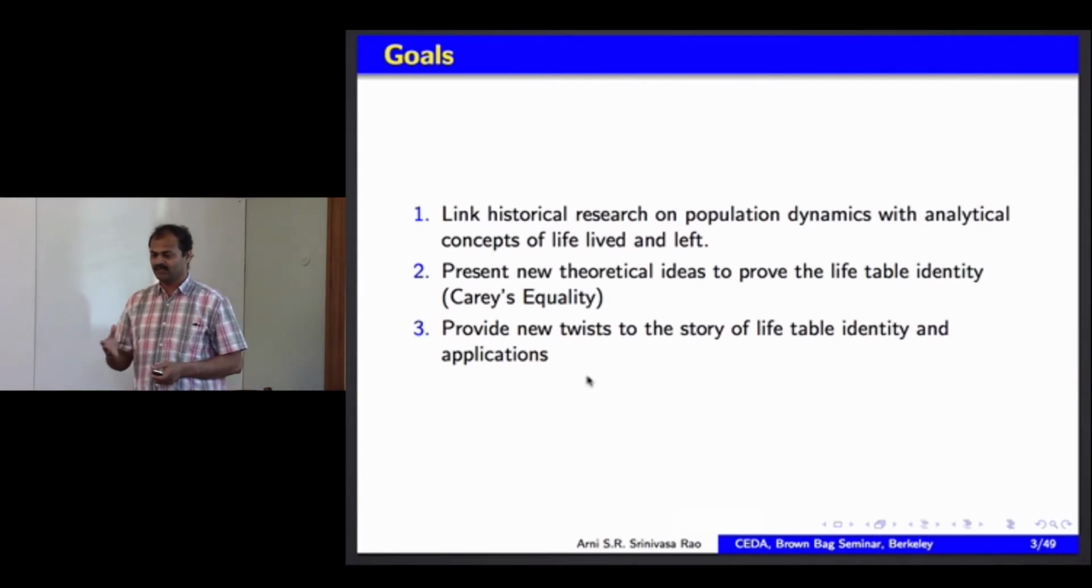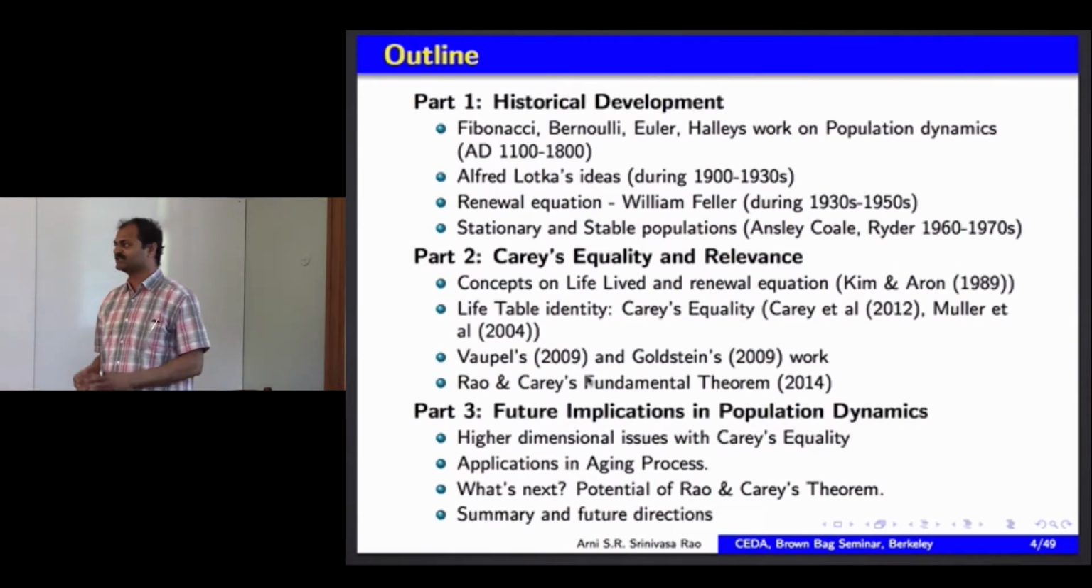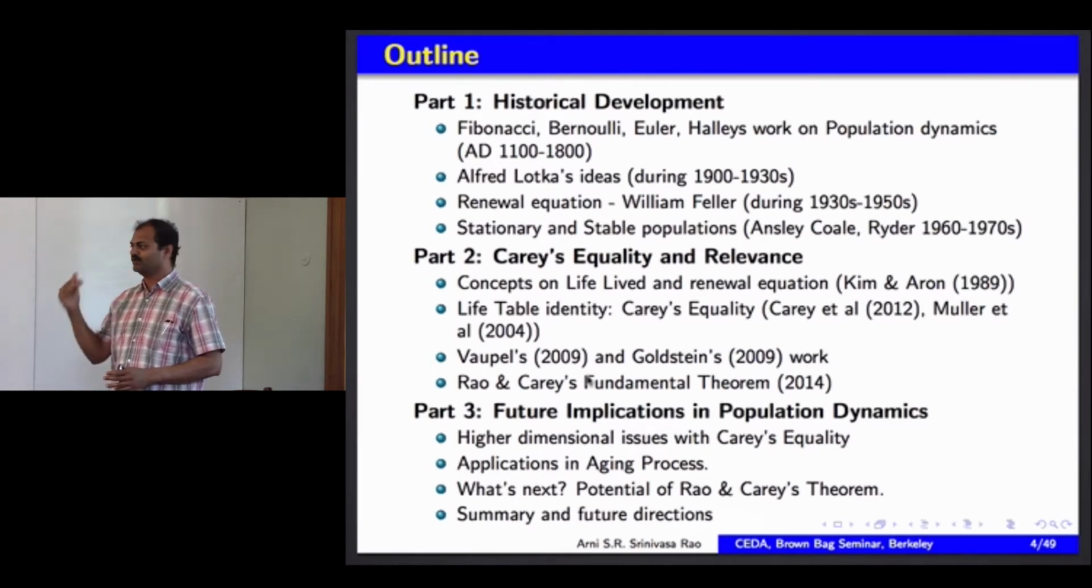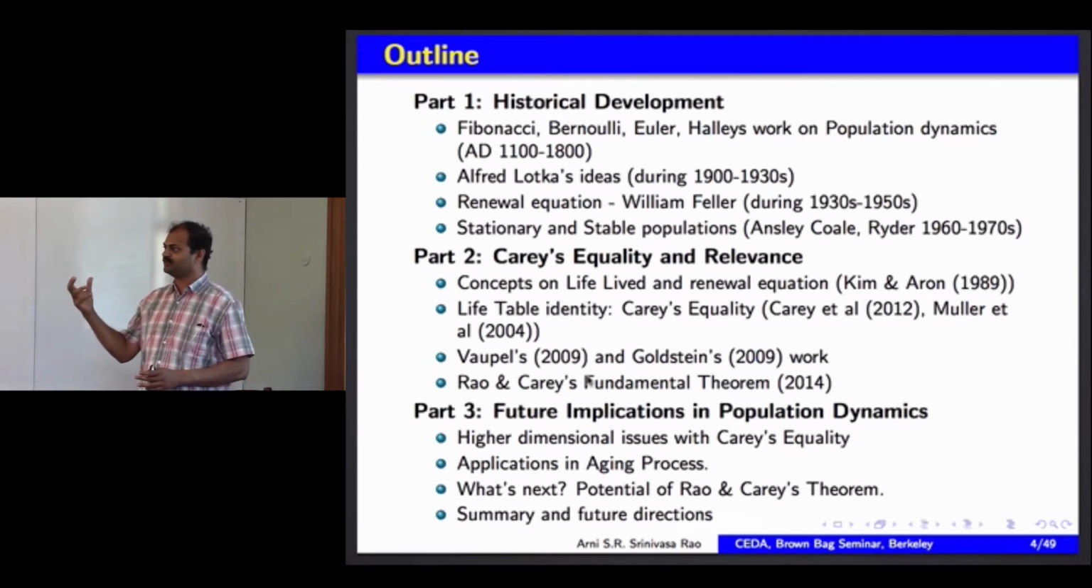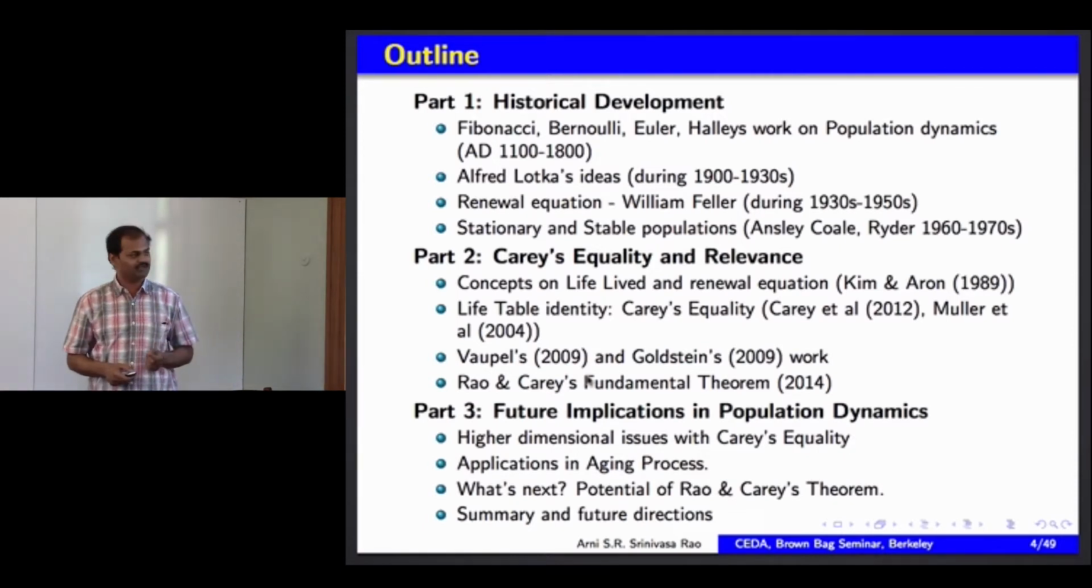This is the overall structure and goals of my talk. I'm going to discuss historical demography, a little bit from Fibonacci numbers, Bernoulli, and how stationary population, they did not use the word stationary population, but stationarity is pretty much there in their work, Euler's work, and Alfred Lotka's work. Then I'll come to Carey's equality and its relevance, beginning from Kim and Aaron's work, then Carey's equality, then Vaupel's and Goldstein's work, and then the fundamental theorem that myself and Jim proved at Ohio.